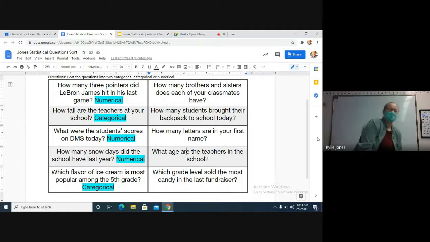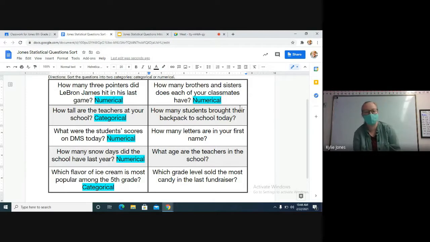All right, let's go ahead and go over this. The top one says, how many brothers and sisters does each of your classmates have? Is that numerical or categorical? Numerical, because they're asking a number. So if you ask me, how many brothers and sisters do I have? I would say 0. It's a number, right? So it is numerical. I'm going to copy and paste. I don't need to type it every time. That's a numerical question.